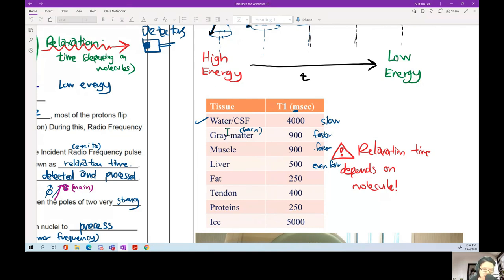I also don't know why you have ice in your body. That is a bit concerning. Unless you're Olaf.